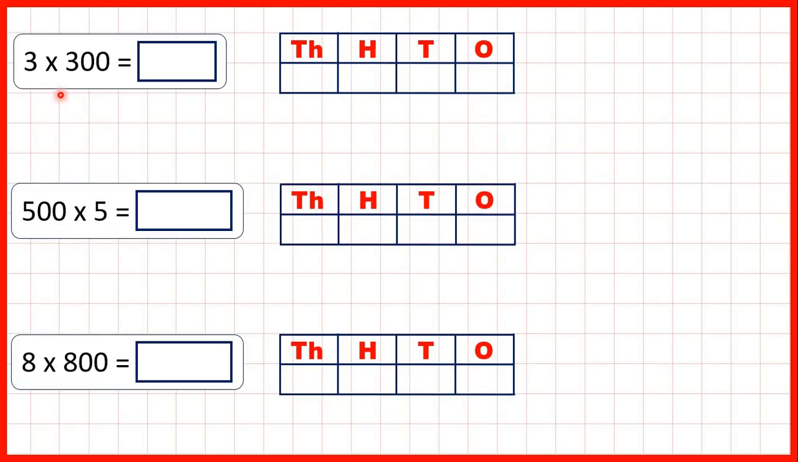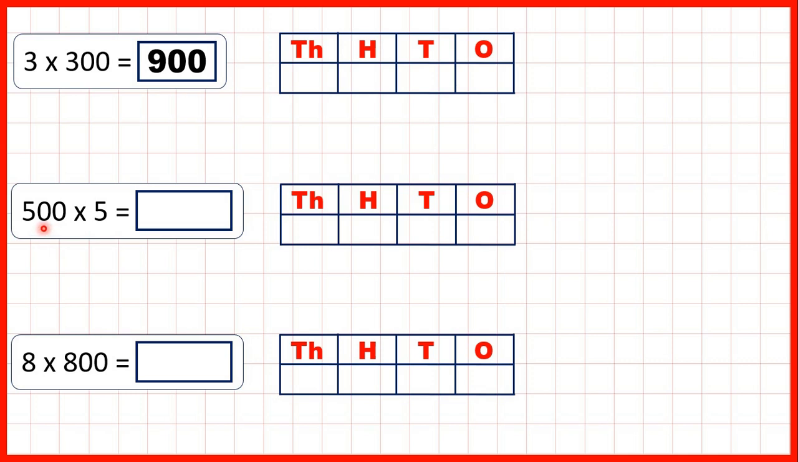Now for these questions, we need to multiply a single digit number and a multiple of 100, so a number that ends in 2 zeros. First, we have 3 times 300. That's 900 because 3 times 3 is 9, so we can multiply the non-zero digits in our question, but then because we have 2 end zeros in a multiplication question, we need 2 end zeros in our answer.